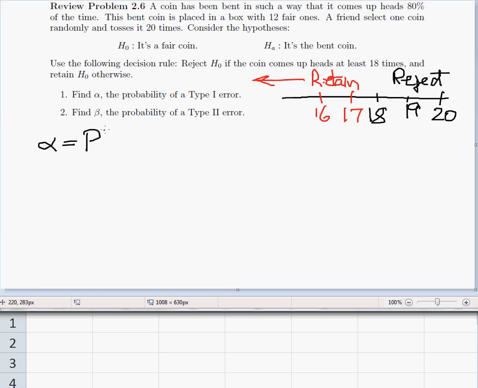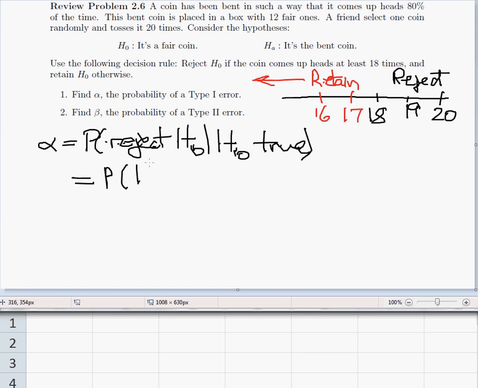All right, alpha is the probability of a type 1 error. A type 1 error happens when we reject the null hypothesis even though the null hypothesis is true. So in this problem, that would mean that I reject the null hypothesis, I have a count of at least 18, even though it's a fair coin, and the chance of getting a head is 50-50.